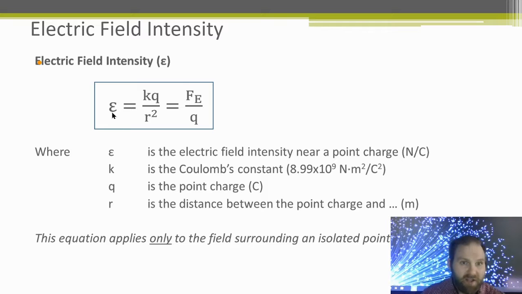So here we have this backwards 3. It's an epsilon symbol. It is the electric field intensity that we're going to be measuring. We have K, that's just a constant, Coulomb's constant, which we talked about before. We have Q here, which is a measure of the charge in coulombs. Radius would be the distance between two points, and it's measured in meters always. And then here we have the force electric, so if it's force, it's in newtons. And then here again Q.